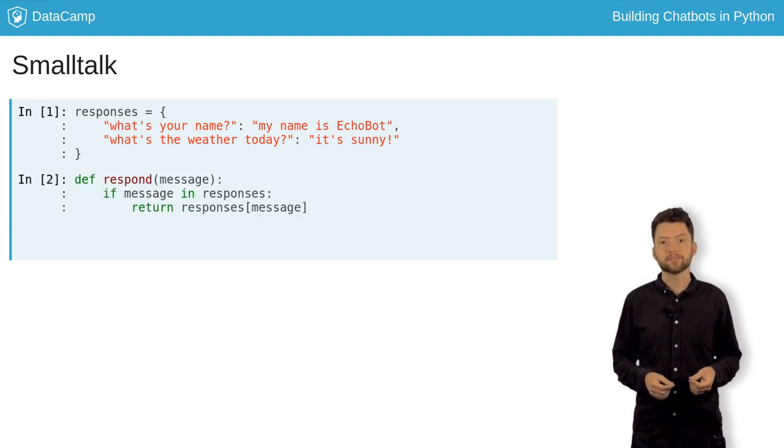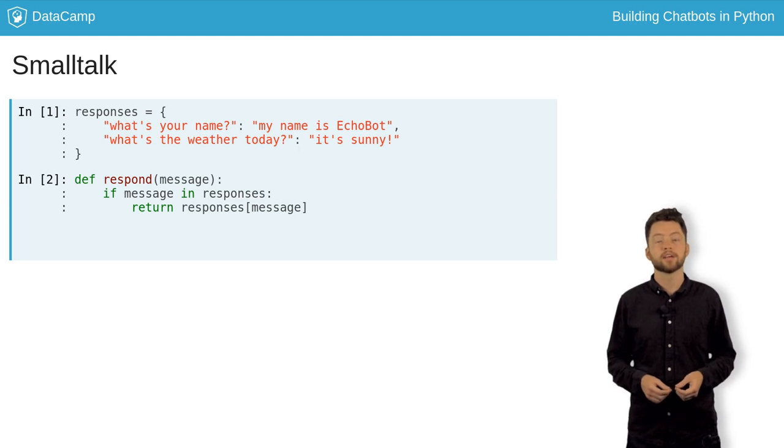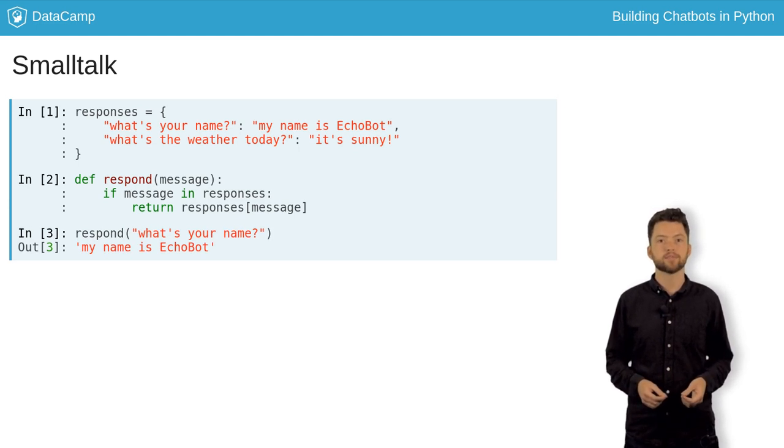Next, we define a function called respond, which accepts a message as a single argument. This function tests if the message has a defined response by using the in keyword, that is, if message in responses. This statement only returns true if the message corresponds to one of the keys in the dictionary.